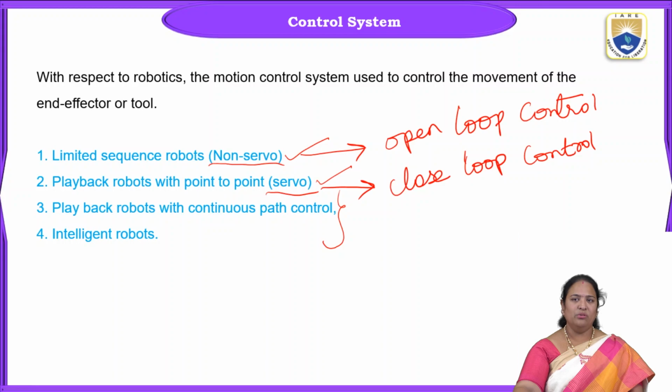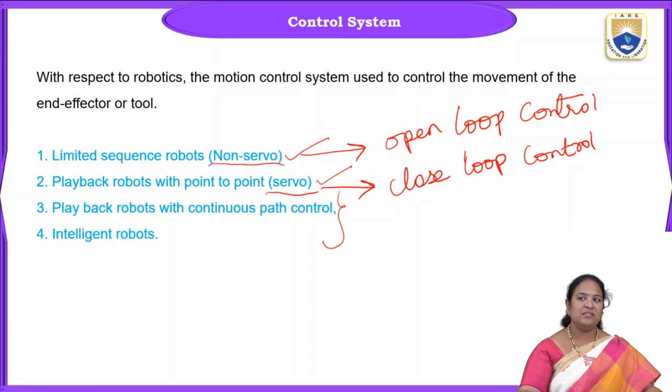Here in robotics also, in the same way, we have open loop and closed loop controllers. So what is happening in this open loop controller? Firstly, before we go into open loop and closed loop, let us know what we mean by the limited sequence robot. Limited sequence robot means what? With the name itself, we can tell. Limited means it is the robot which is limited to only a certain extent. The work done by the robot is limited to a certain extent. Whatever has been given as an input to the robot, it can do only some limited sequence of the work, whereas it cannot go beyond that. So that is known as the limited sequence robot.